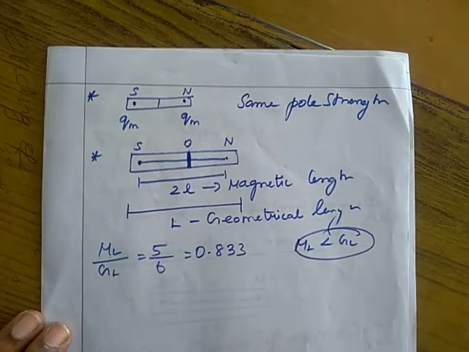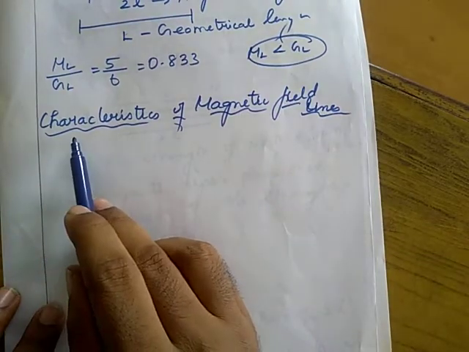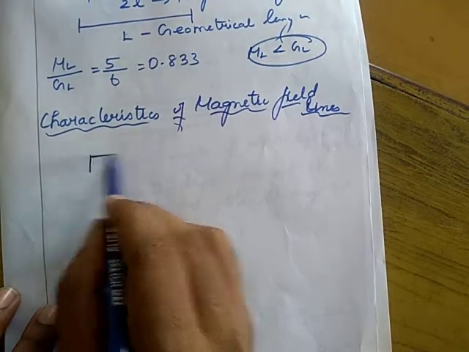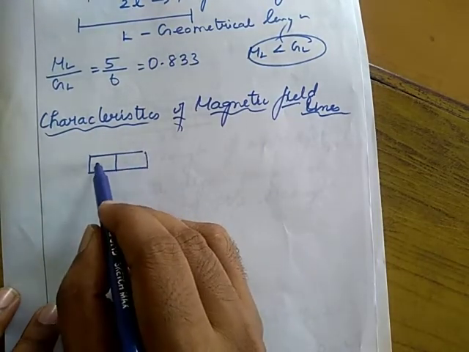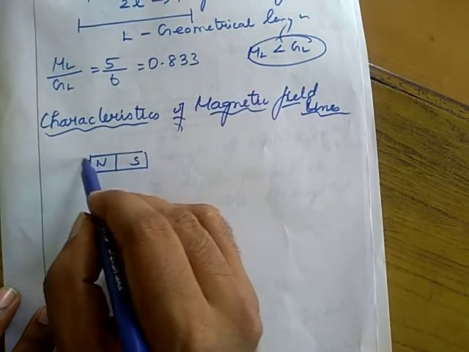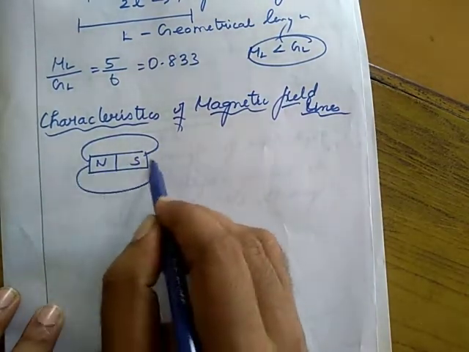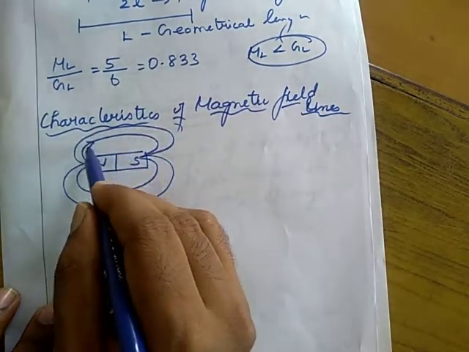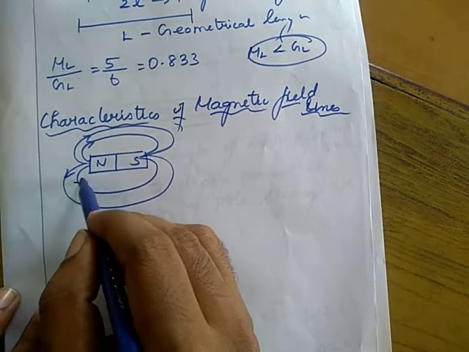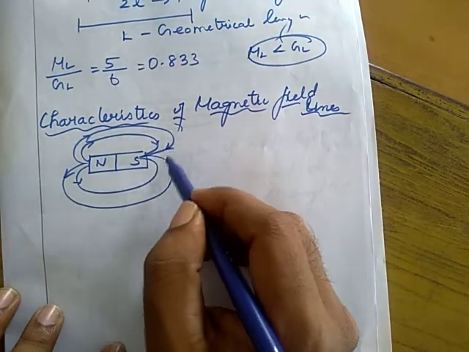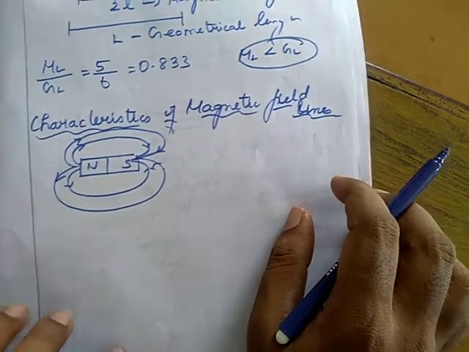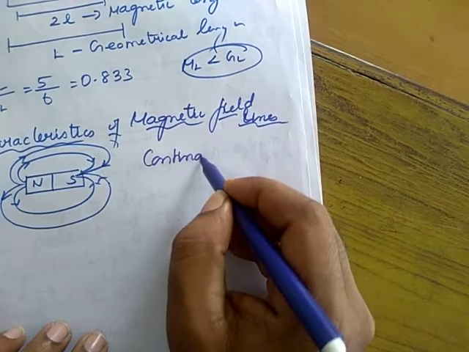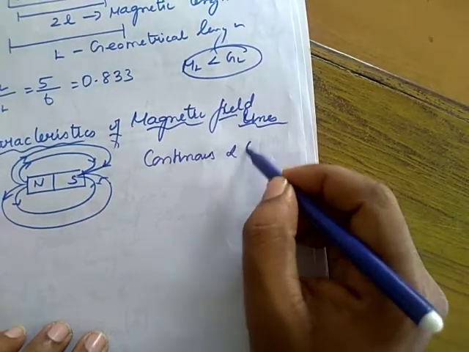Here we will see the characteristics of magnetic field lines. We know very well that around the bar magnet some field lines are there. Those field lines start from the north pole and end at the south pole. This is the direction indicating the magnetic field lines. These magnetic field lines are always continuous and closed curves.